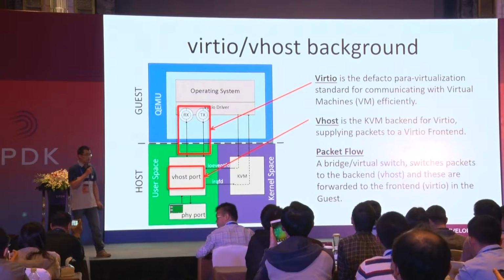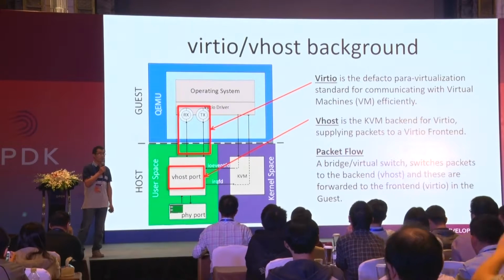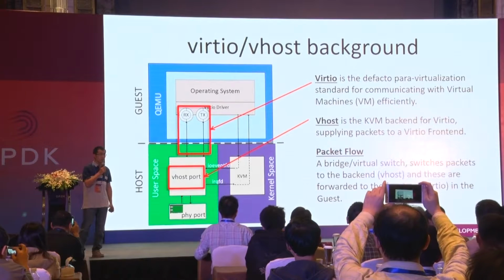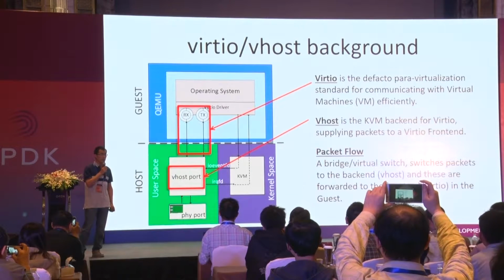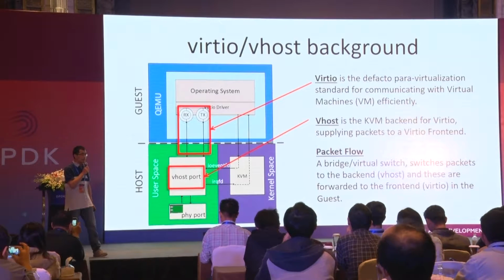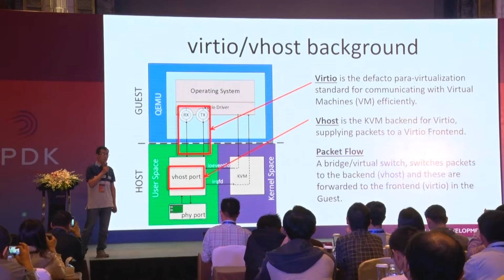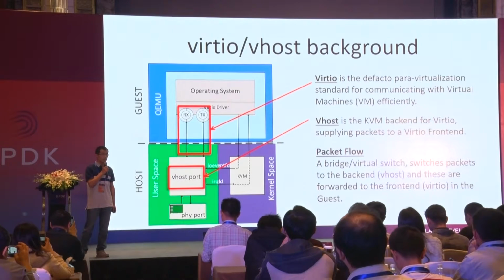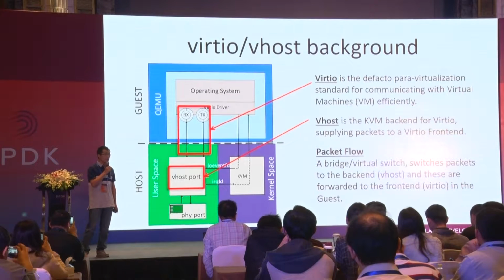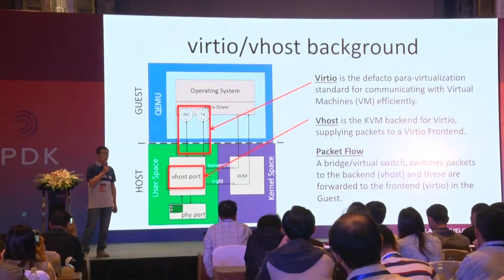Firstly, what is the background and the definition of VirtIO and Vhost? VirtIO is a de facto para-virtualization standard for communicating with virtual machines efficiently. It has both front-end and back-end. The back-end is run on the host virtual machines. The back-end has two sides. We have the emulation of the device. The other is responsible for the message receive and sending.